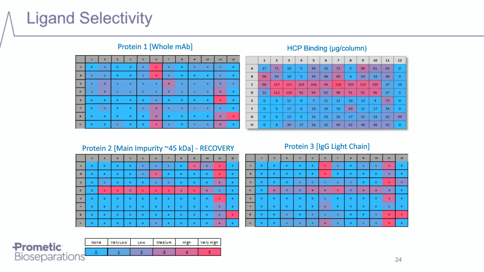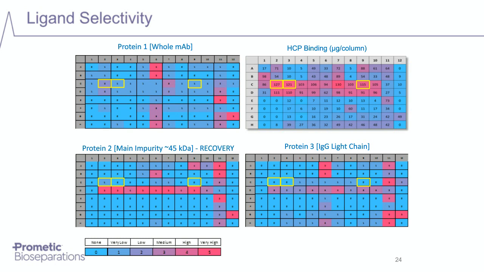If we compare all of these different sets of data here, if we look now in yellow, these boxes represent ligands that have a high binding of HCP and a low binding of antibody and antibody-related impurities.